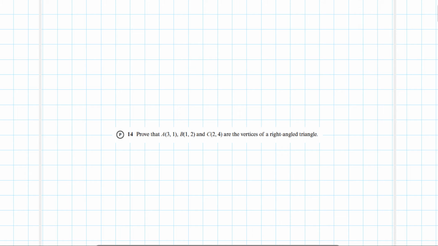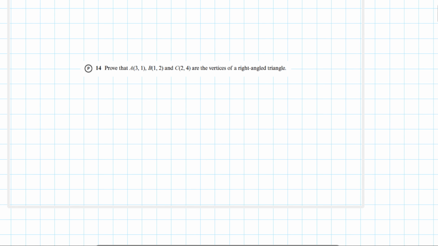Question 14, prove that A (3,1), B (1,2), and C (2,4) are the vertices of a right angled triangle. If you're really struggling to visualize this, you can draw out your situation. But that wastes valuable time in the exam, though it might be useful for you at this point. So 1, 2, 3, 1.